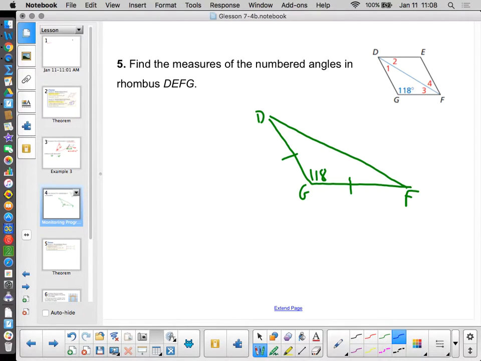We go back to our isosceles triangle theorems. Since these two sides are congruent, it means these two angles also have to be congruent. And since I had 180 degrees in each triangle and I subtract 118, that leaves me with 62 degrees, which must be split evenly between those two angles. So it's 31 degrees and 31 degrees. Pretty straightforward. So there's the diagonals of a rhombus for you. A lot going on with the diagonals of a rhombus.